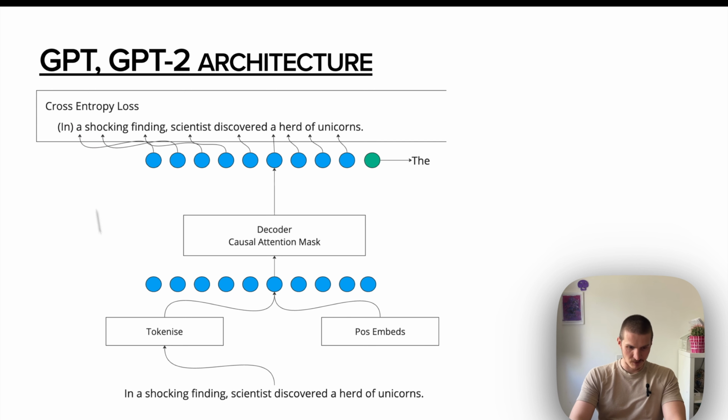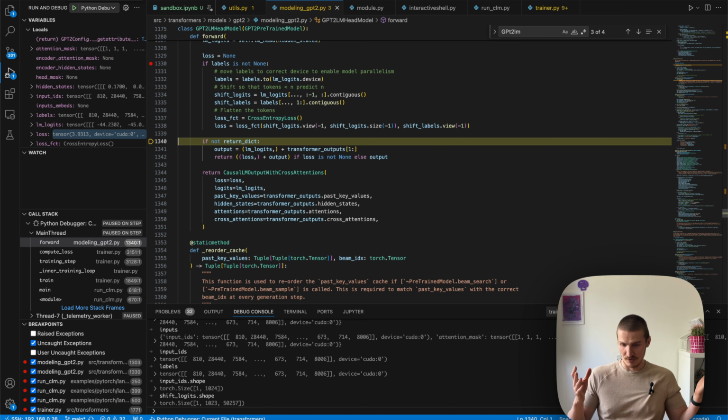So basically, from this one sentence, in a shocking finding, scientist has discovered a herd of unicorns, all words except the first one are used as training examples. So we're predicting "in", knowing nothing. We're predicting "a", knowing the first word. We're predicting "shocking", knowing "in a". We're predicting "finding", knowing "in a shocking", and so on. So the density of how we use the data is quite high, because we basically get a lot of signal back from every word in the input example. And this is the fine-tuning of GPT-2.